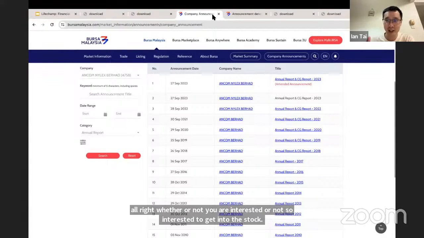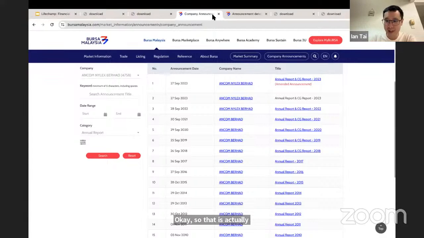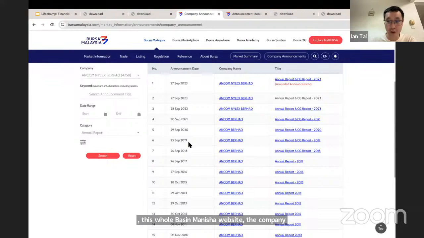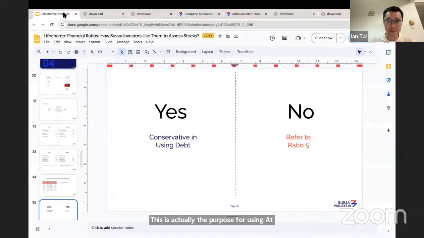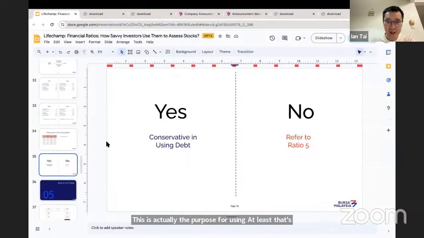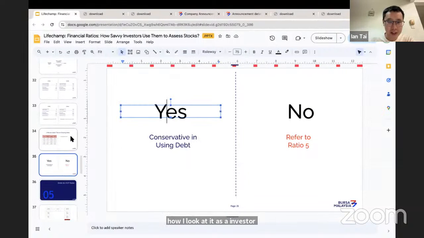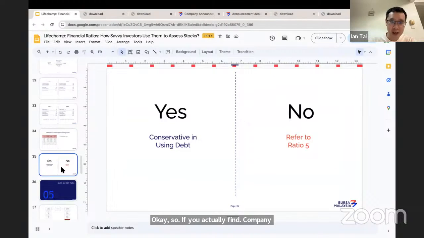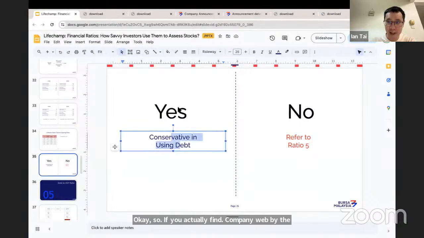So that is what this whole Bursa Malaysia website, the company announcements, is all about. This is the purpose for using it lah. At least that's how I look at it as an investor. If you find a company whereby the gearing ratio is consistently below 50%, typically you can say that the company is quite conservative in using debt.